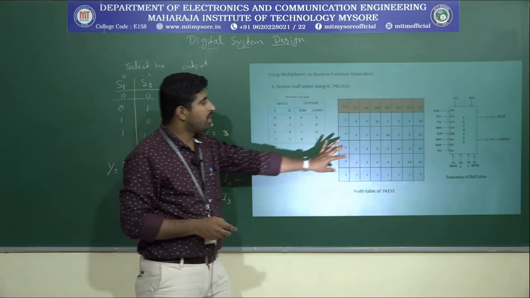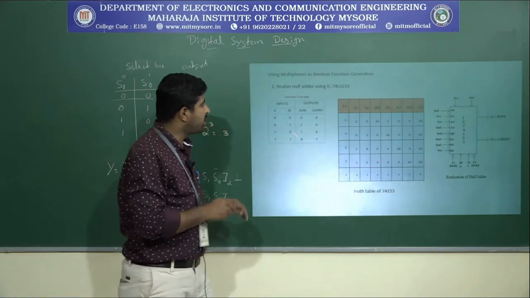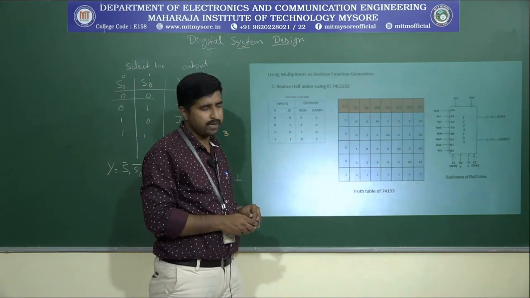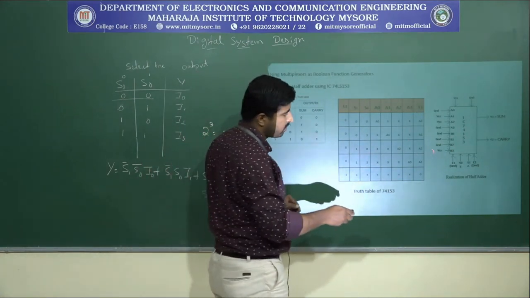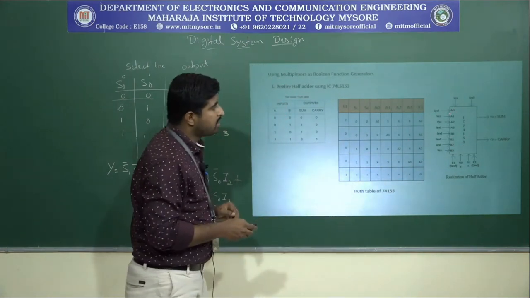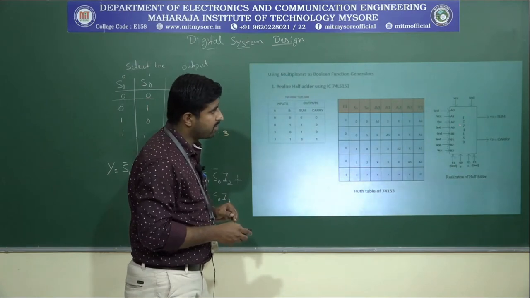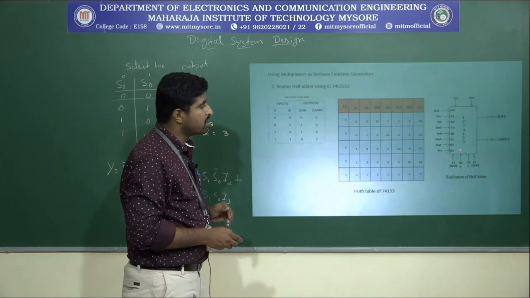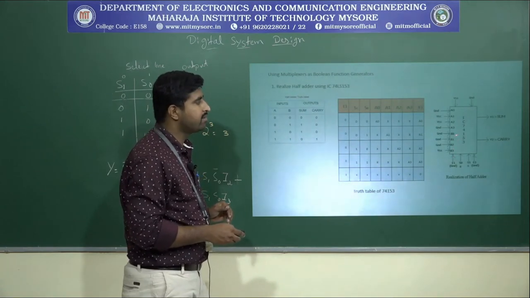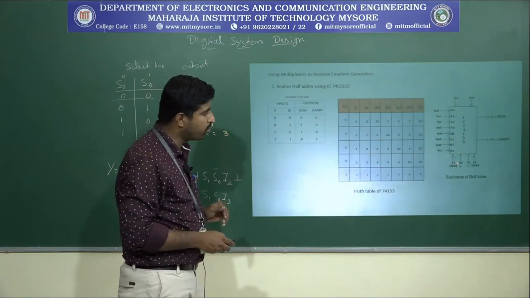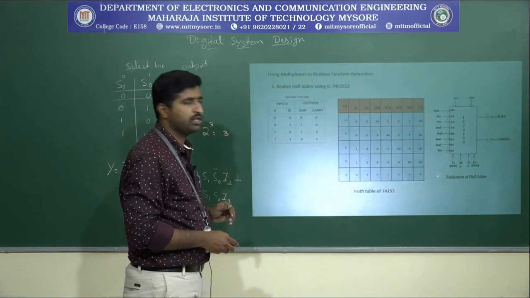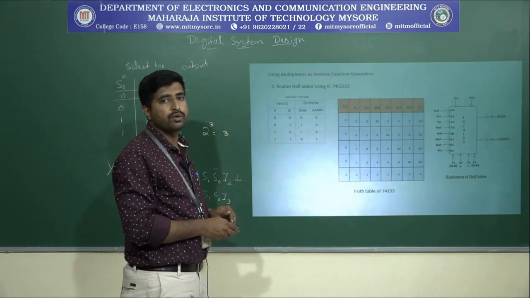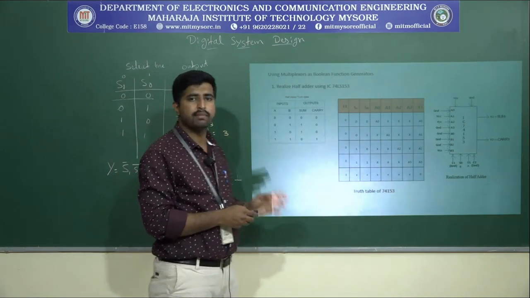Now we'll implement this half adder by using the 74153. So let's have the 74153. Here are the 8 inputs we have, A0 to A3, similarly B0 to B3. We need to activate both multiplexers, so we connect E1 and E2 to 0. E1 and E2 must be 0 because both must be enabled.